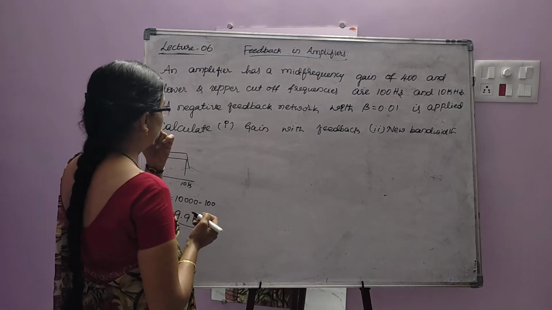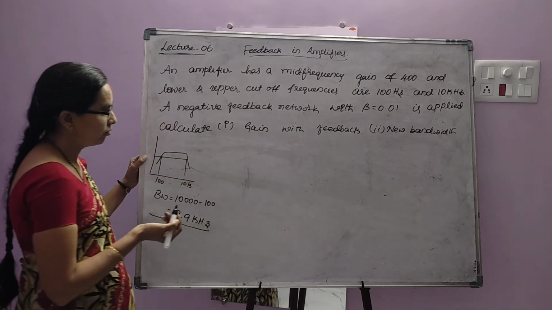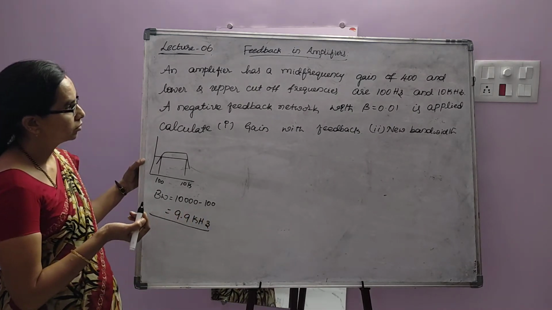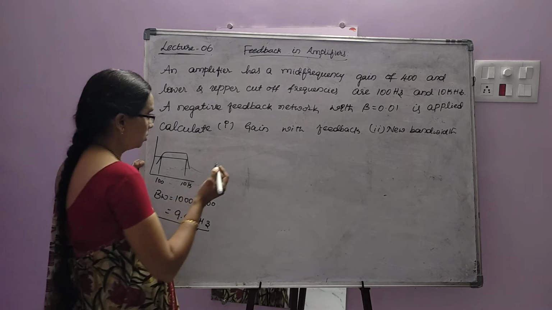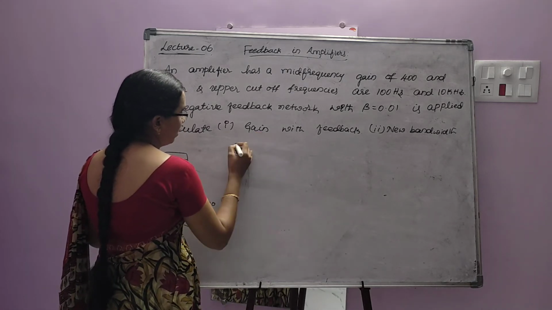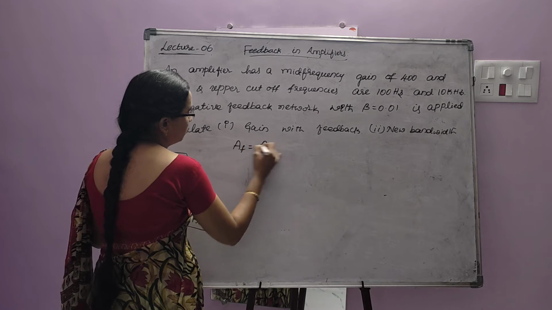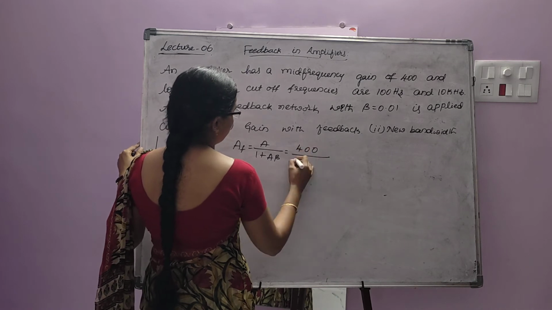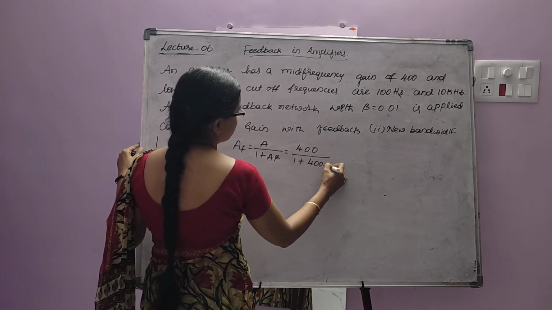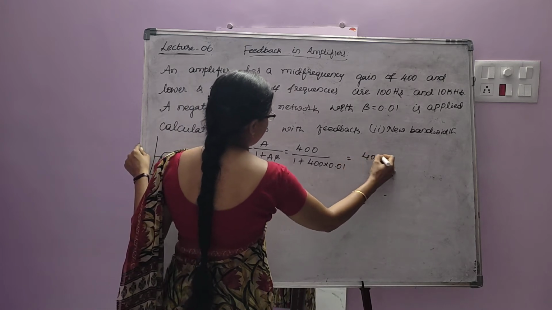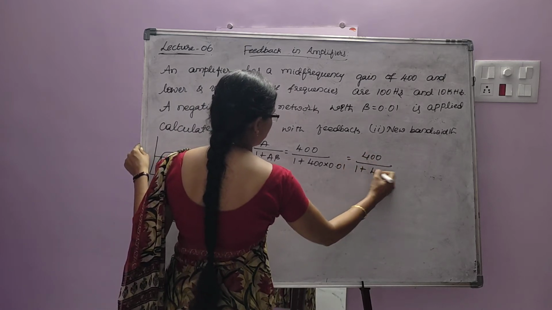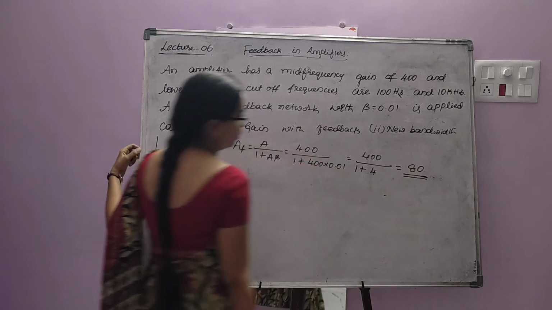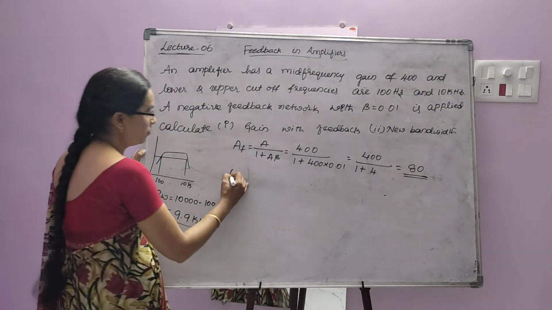So new bandwidth we have to calculate, and also the gain with feedback, that is AF equal to A by 1 plus A beta. A is 400, 1 plus 400 into beta, which is 0.01, so 400 divided by 1 plus 4, that is 400 by 5. 80 is the gain with the feedback.